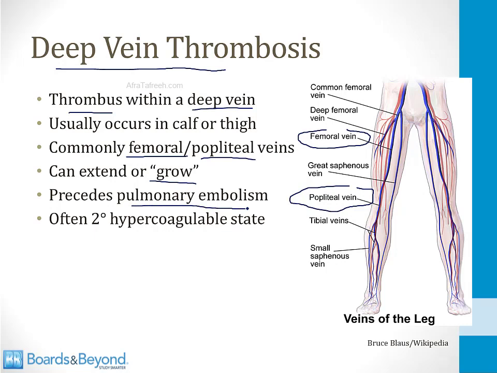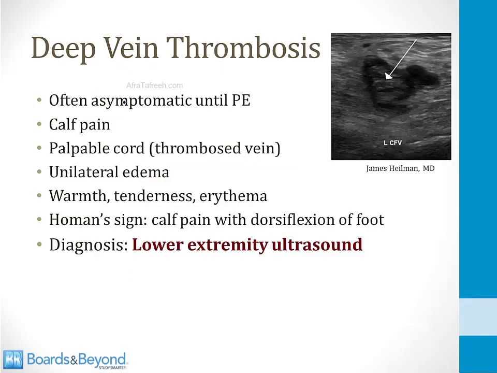And just like pulmonary embolism, deep vein thrombosis is often secondary to a hypercoagulable state, although sometimes they are spontaneous or unprovoked. Many deep vein thromboses are asymptomatic, and for this reason, patients are unaware they have a blood clot in the leg until a piece breaks off and travels to the lungs and causes a pulmonary embolism.